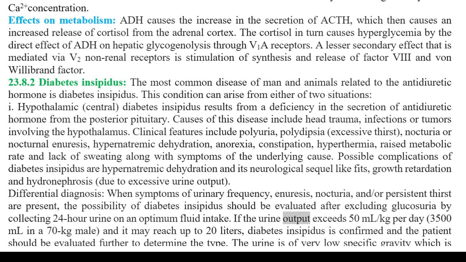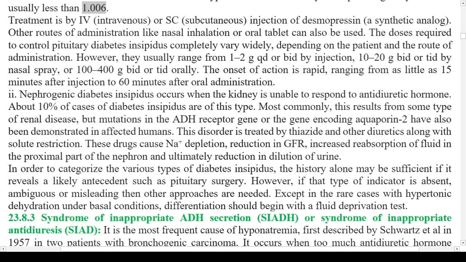If the urine output exceeds 50 ml/kg per day, 3,500 ml in a 70 kg male, and it may reach up to 20 liters, diabetes insipidus is confirmed and the patient should be evaluated further to determine the type. The urine is of very low specific gravity, which is usually less than 1.006.